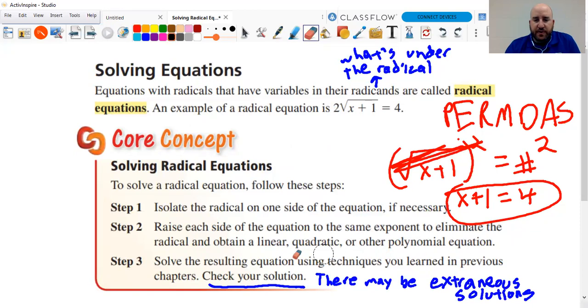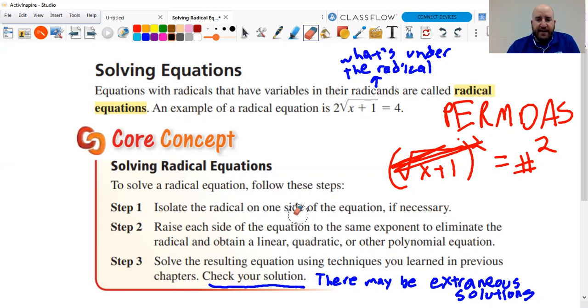We have a few problems where we're going to see a quadratic, which we've got a couple examples we're going to talk about, or other polynomial. That's kind of getting into if I had a cubic function, but we're not going to go that deep into it. Step 3, solve the resulting equation. So x plus 1 equals 4. Subtract 1 on both sides, x would be 3.